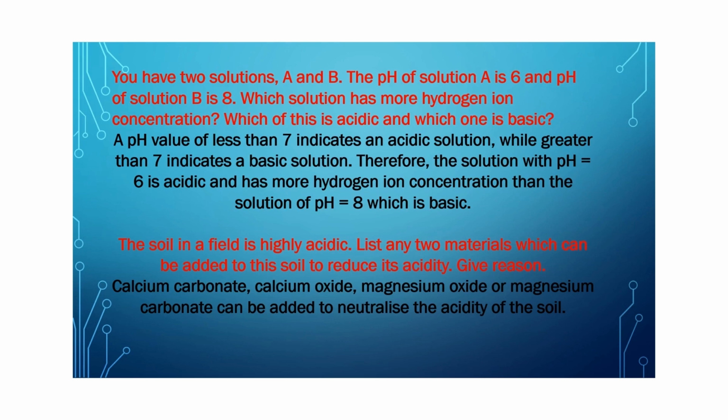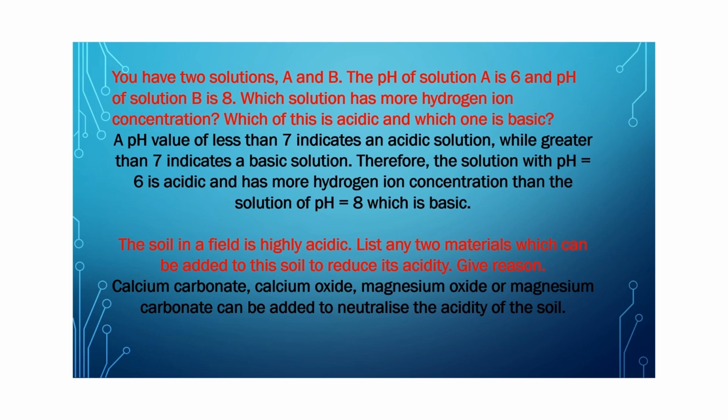So why does solution A have more hydrogen ions? Because the solution which is more acidic will always contain more H+ ions. It will always have higher hydrogen ion concentration. Always remember this, right? One more question is there.